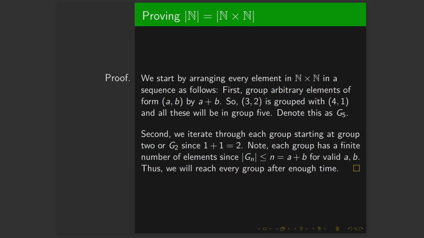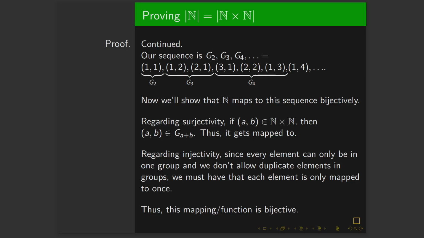Then we're going to iterate through each group starting at group 2, or G2. Because 1 plus 1 is equal to 2, and 1 is the smallest natural number, we can't have G1. Now, we're going to notice that each group has a finite number of elements, because the cardinality of Gn is less than or equal to n. The reason is that the ways that you can arrange a plus b is at most n. So we'll be able to reach every group after enough time. Now, the sequence in all of its glory will be G2, G3, G4, G5, but when we expand that out, it'll be (1, 1), then (1, 2), (2, 1), then (1, 3), (2, 2), (3, 1), then (1, 4), (2, 3), (3, 2), (4, 1), and so on and so forth. So this is what we mean by iterating through every single group.